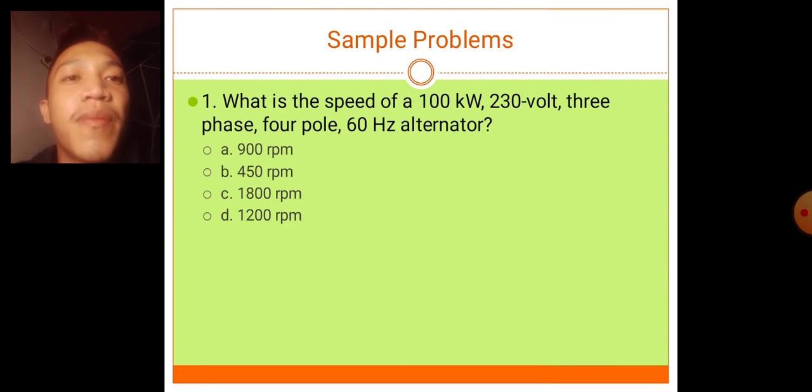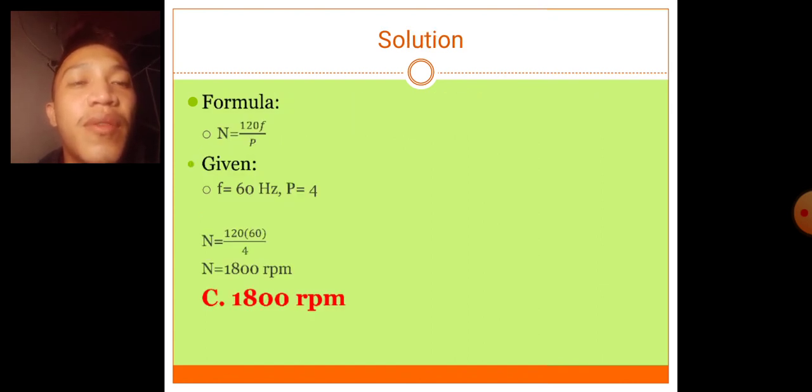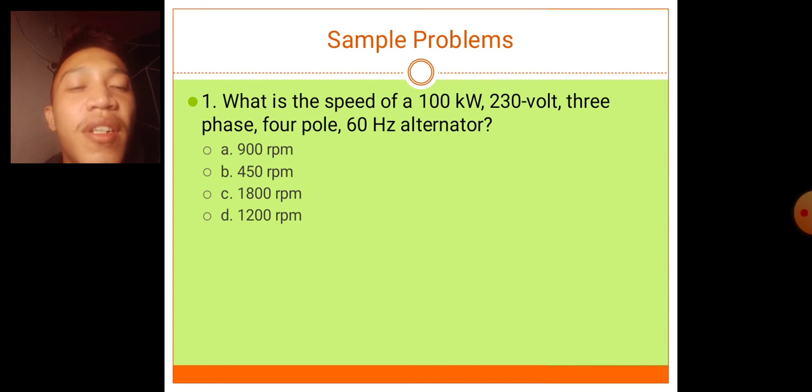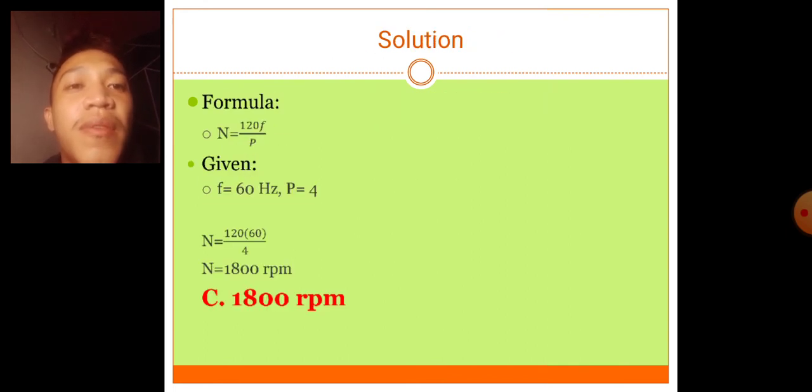So, sample problem. What is the speed of a 100 kilowatt, 230 volt, 3-phase, 4-pole and 60 Hz alternator? Here are the choices below. For the solution, we use the formula N is equal to 120 times frequency over P. We have the given 60 Hz and the number of poles is 4. We just plug the given into the formula: 120 times 60 over 4. We should have 1800 RPM, and that's letter C.